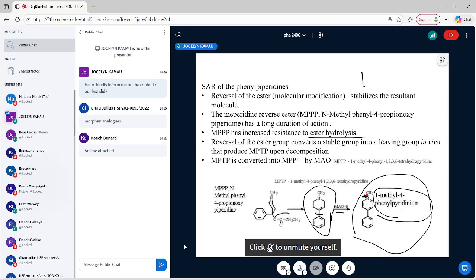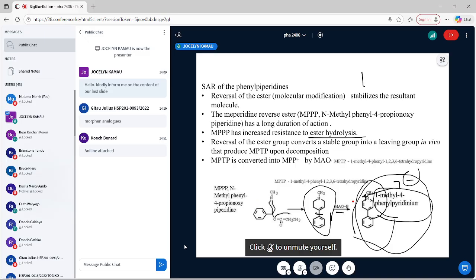Whenever you see a compound here having a positive charge, that is a dangerous compound. We call it a reactive metabolite. It is an electrophile. It can react with a site within the body which has a negative charge and bind to it. And that is why these compounds are said to have toxicity.